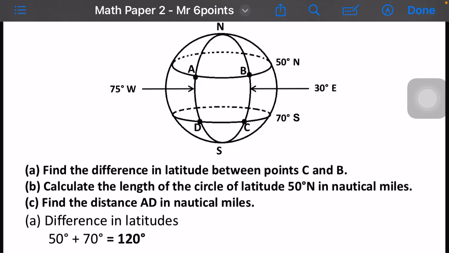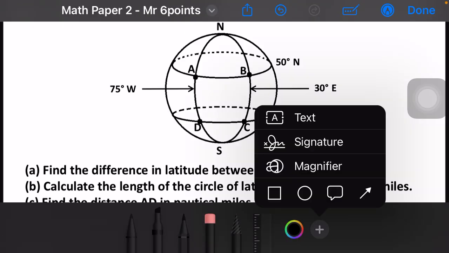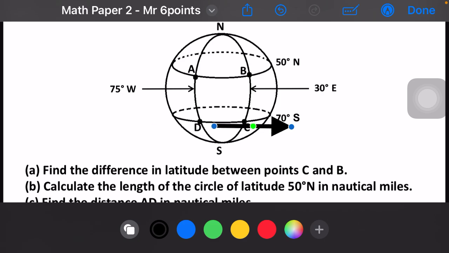Question A reads, find the difference in latitude between point C and B. Find the difference in latitude between point C and B. So what do you do here? You look at point C and B. Okay, here it is, right?